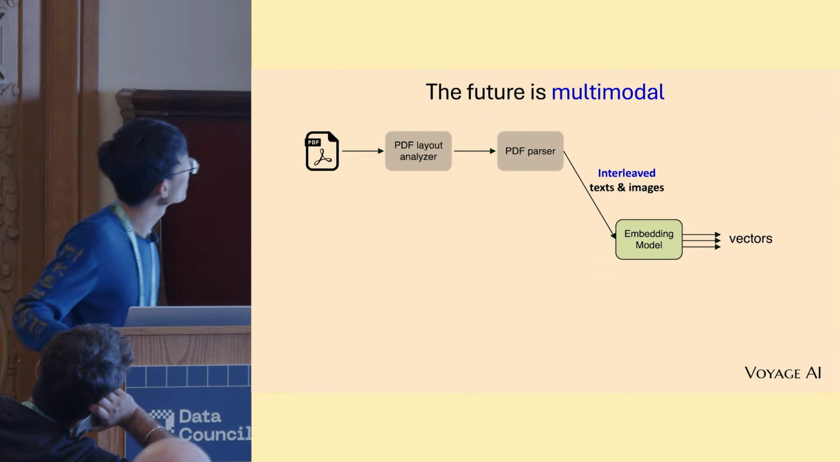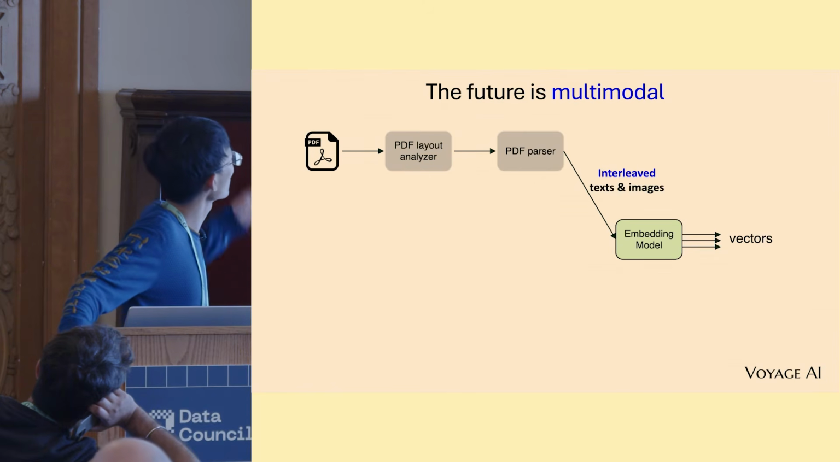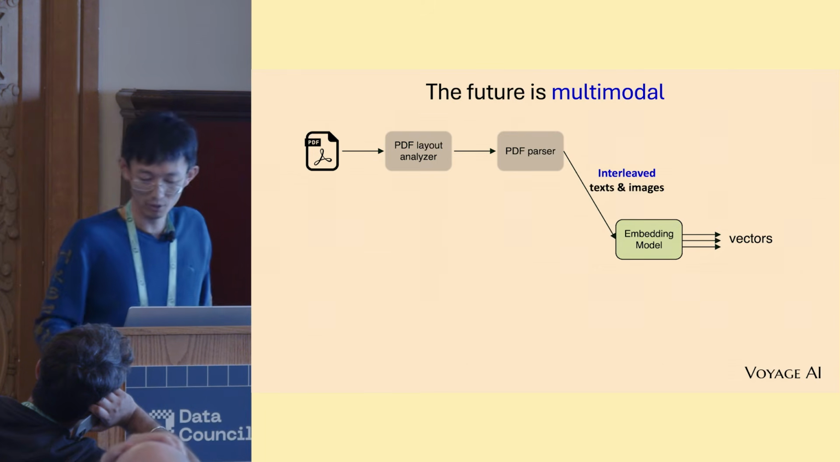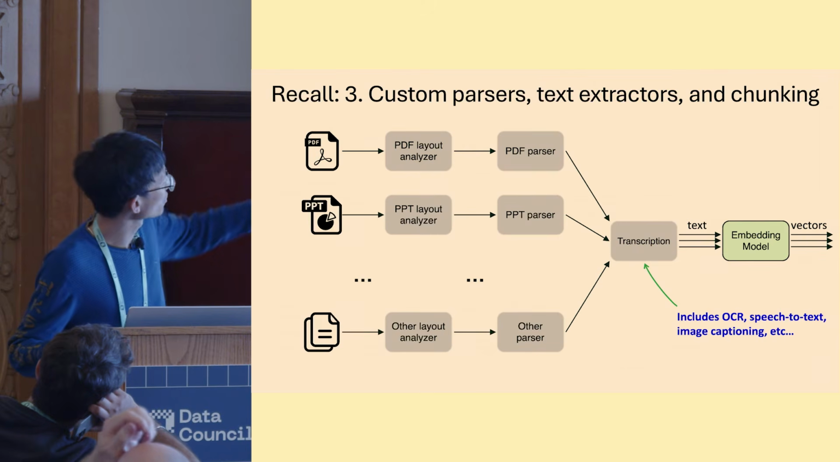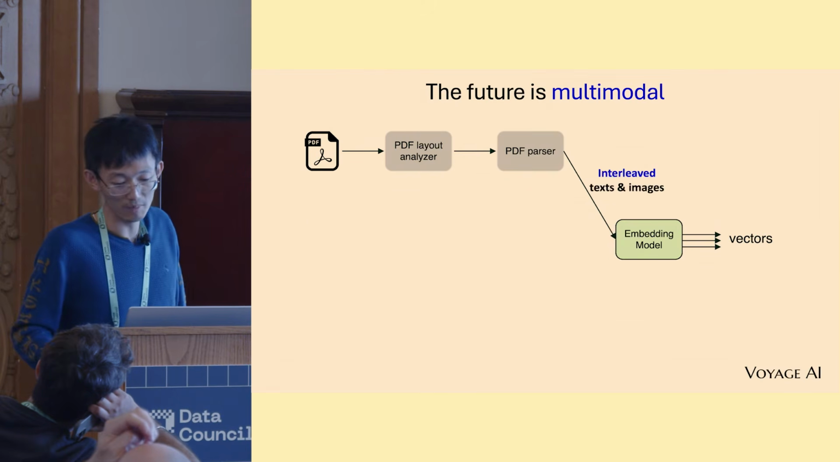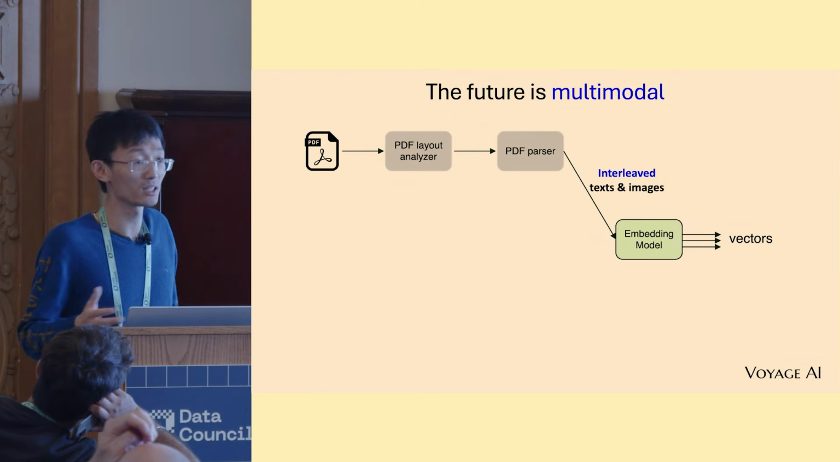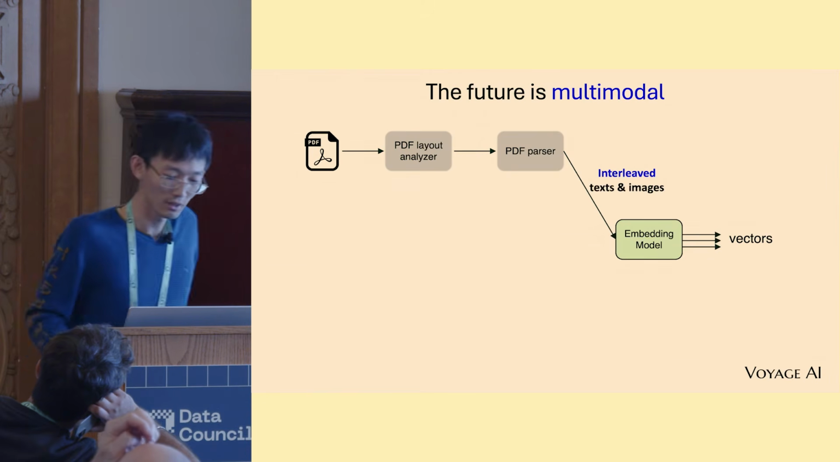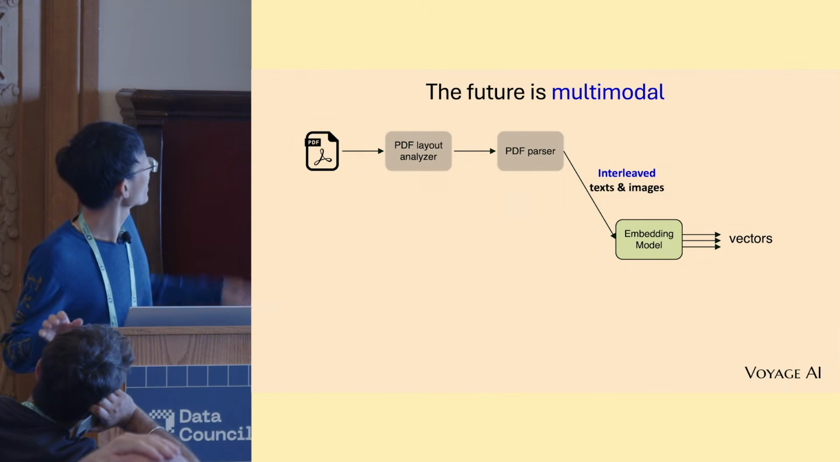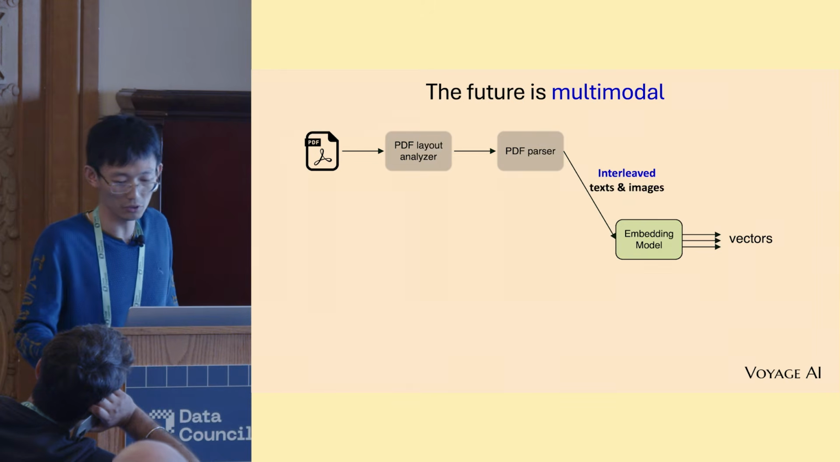The first way to remove some of the steps is to interleave the text and images. Recall that before, there was one more step, which is that you do the transcription and turn everything into text. Now you don't have to turn images into text at least. You're just taking images and text together. That's still not convenient enough, because you still have to do a PDF layout analyzer, a PDF parser, and so on.